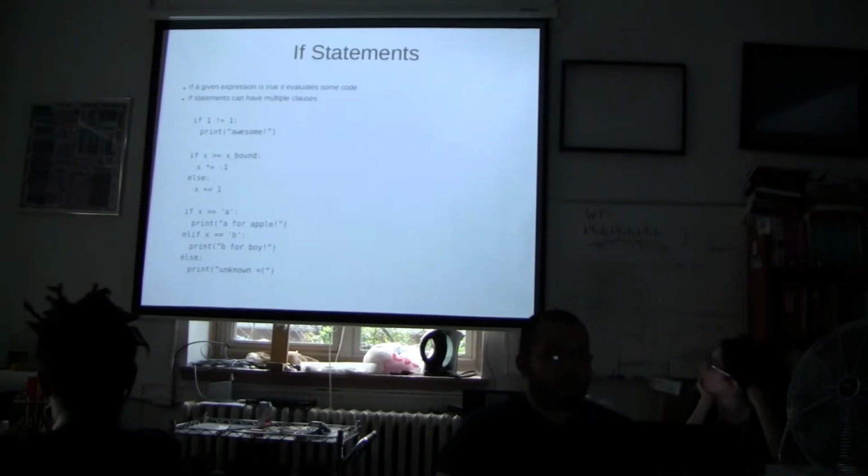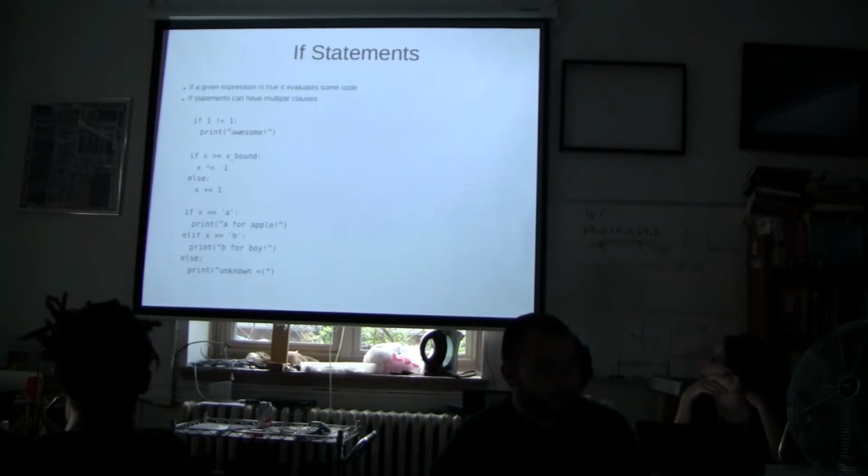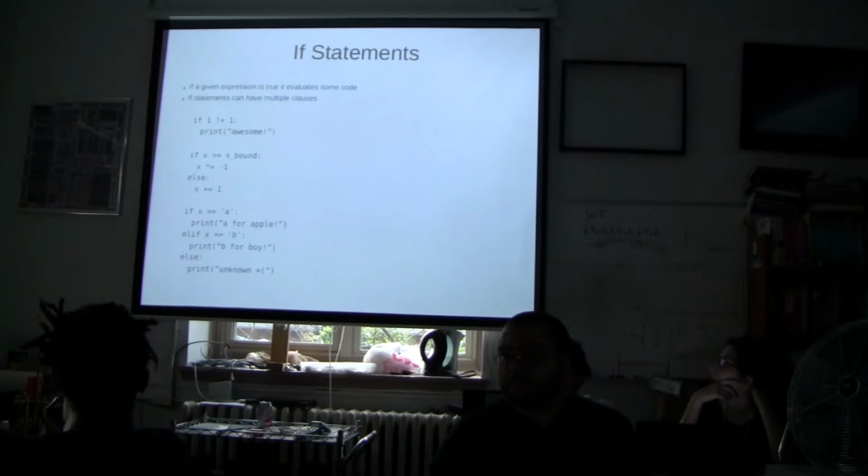So if x is equal to a, print a is for apple. Else if x is equal to b, print b is for boy. Otherwise, print unknown with a sad face. And I don't think you mentioned that, but there are two equal signs to check for a condition, and then one equal sign is an assignment. Right, we talked about that last class, variable assignment versus comparisons. Any questions about if statements?